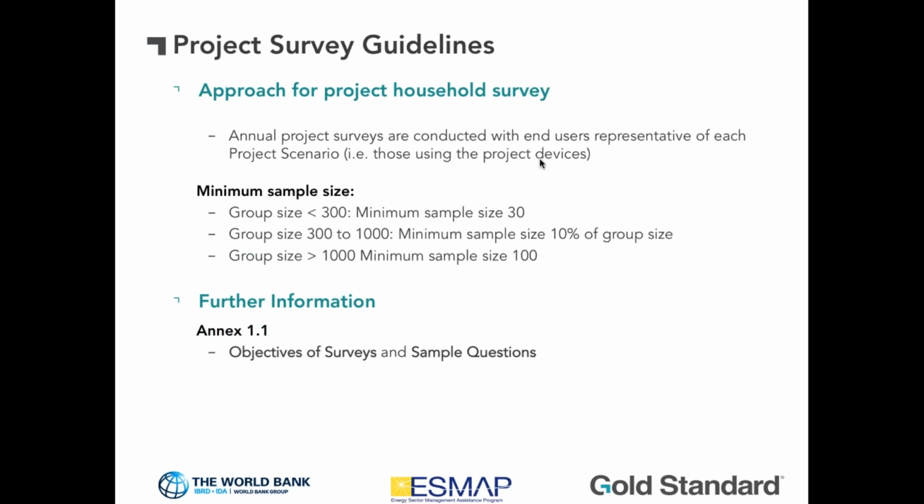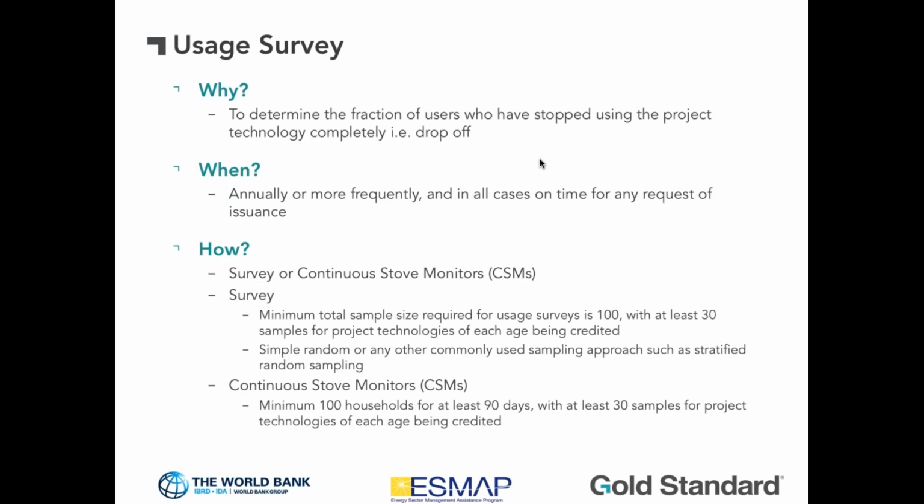So these are annual and are to be conducted with the end user representative of each of the project scenario groups. The minimum sample size required is that if the total population is less than 300, then a minimum sample size of 30. If the group size is between 300 to 1000, then the minimum sample size is 10% of the group size, and for any group size greater than 1000, then a minimum of 100 samples should be chosen. And the methodology provides an annex which has further information on the objectives of the survey and the typical questions that one can use to carry out these surveys.